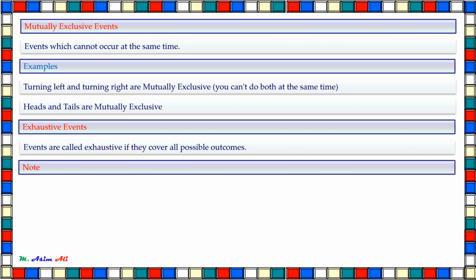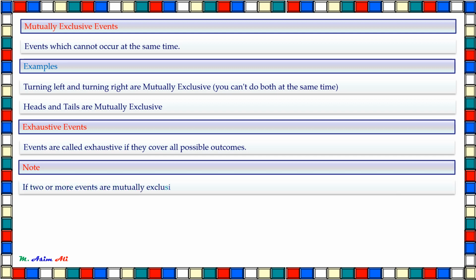And there is a special thing about mutually exclusive and exhaustive events: when two or more events are mutually exclusive and exhaustive at the same time, then the sum of their probabilities is equal to one. That is, when we add their probabilities, the answer will be equal to one. And we use this fact in solving many problems on probability.